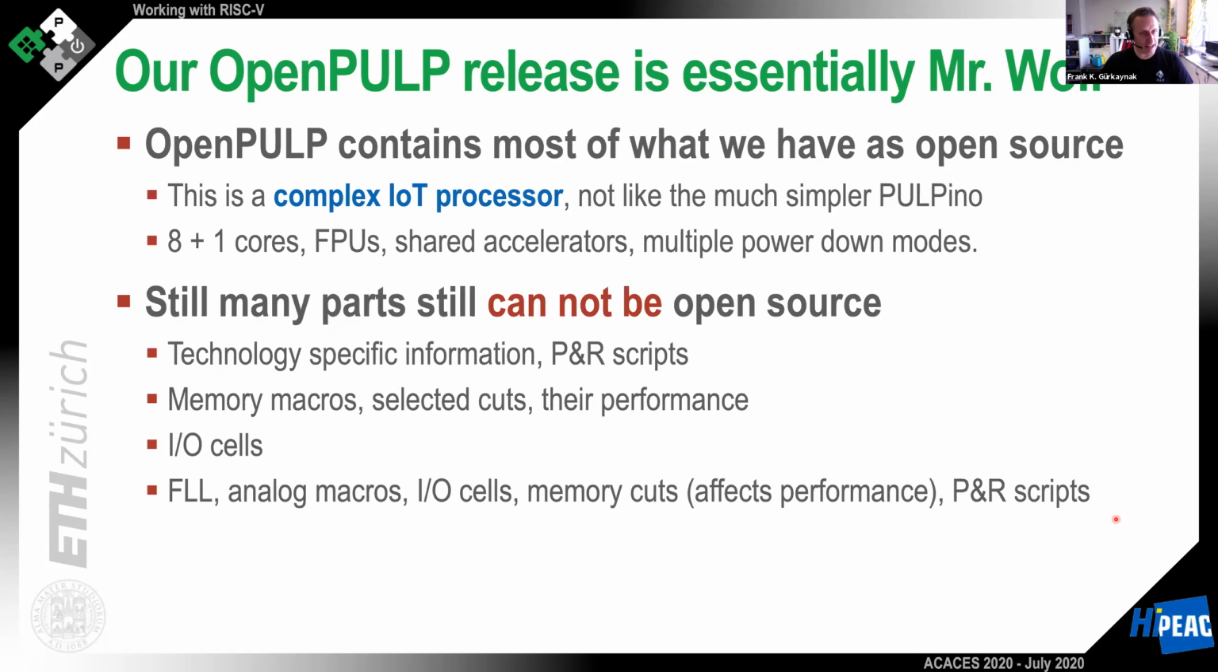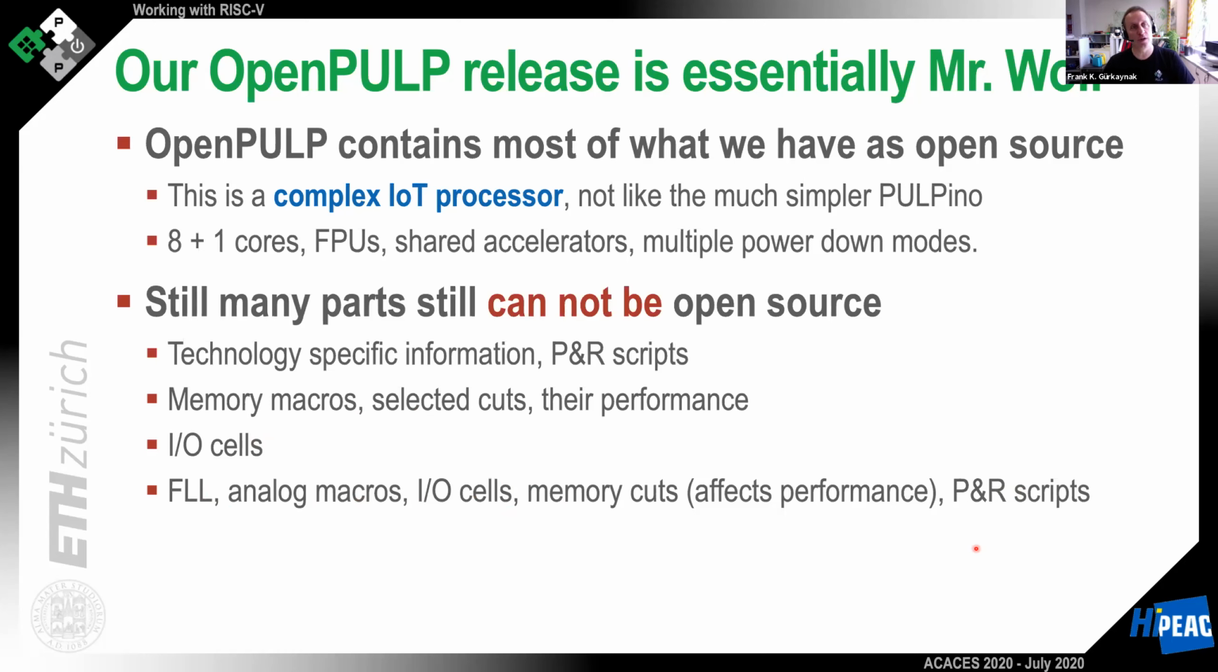I still have to say, and this is what Luca was also saying, there are many parts that we still cannot make open source. So there is technology specific information. There are all the memory macros, and we talked about it. The cuts that you select affect their performance. IO cells, any FLLs or analog macros, IO cells that we might have, we cannot make those open source.